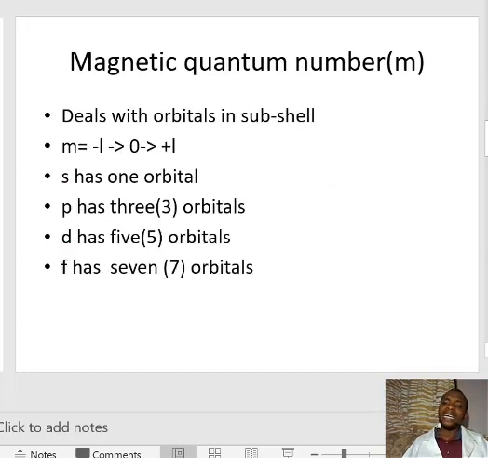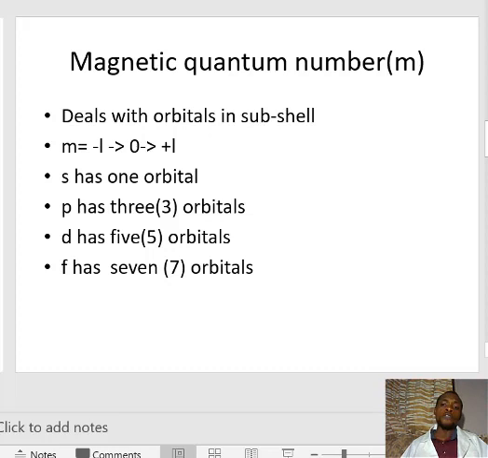Now, the magnetic quantum number m deals with the orbitals in the subshells, meaning the subshell is subdivided into lesser sub-energy levels, which we call the orbitals.